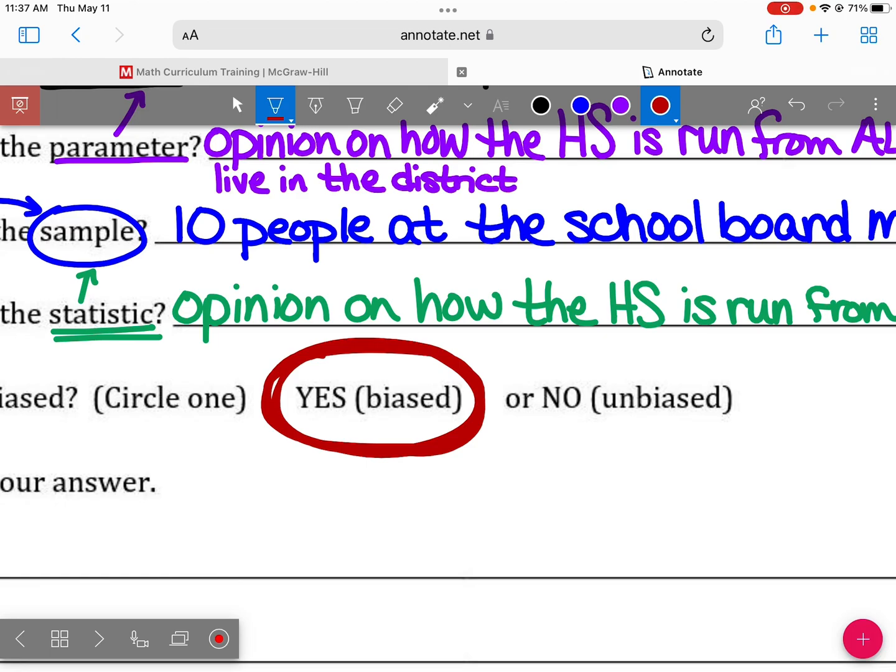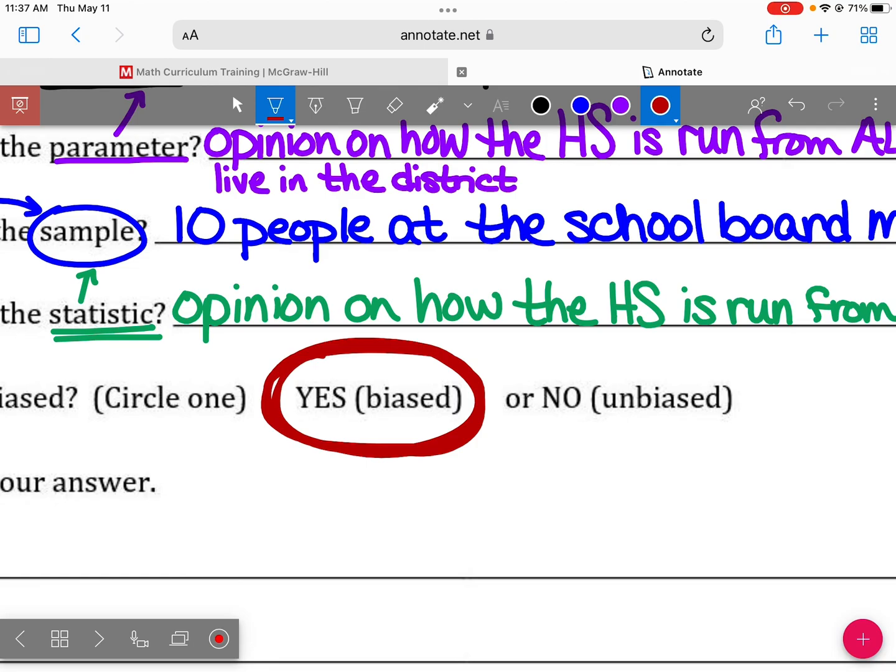Remember, we're not going to have time to ask everybody in the district. So a sample is supposed to be like a snapshot of what the big group thinks. It's okay to not ask everybody. We have to trim that down because we don't have time. Can you think of a group of people that lives in the district whose opinions weren't represented by the 10 people at the school board meeting?